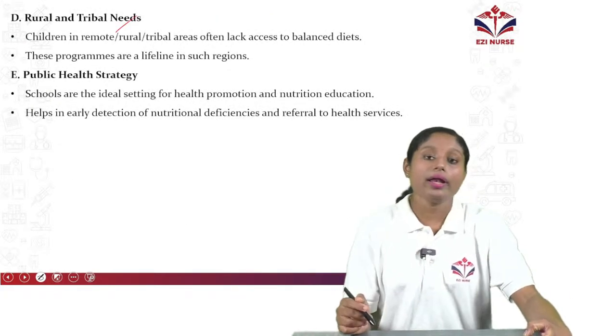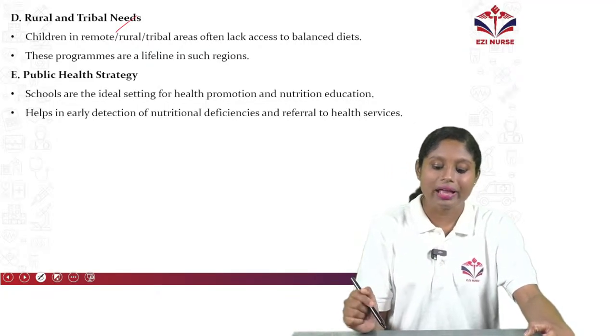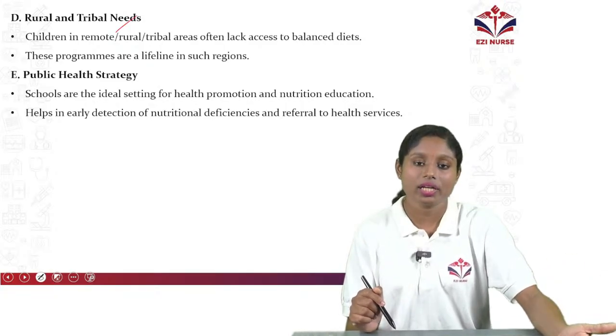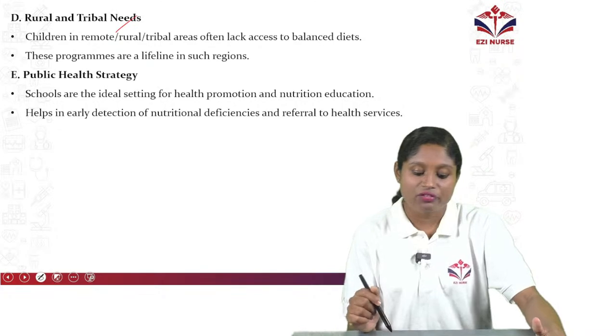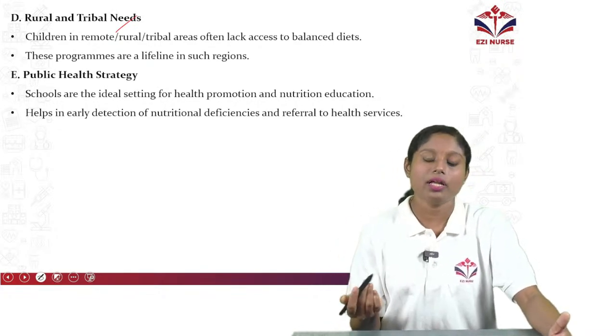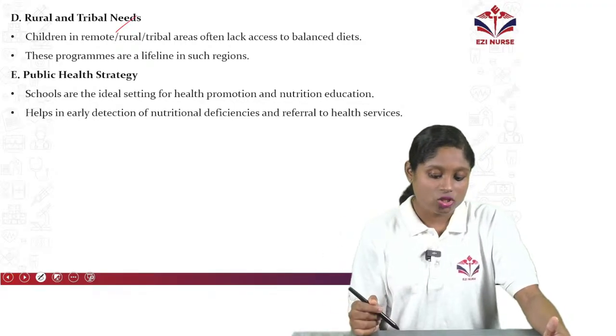Next is rural and tribal needs. Children in remote, rural or tribal areas often lack access to a balanced diet. So in the tribal area, the children are not getting a balanced diet. So this program is a lifeline in such regions. So in that particular school, if they are giving the midday meal, nutritious food will be given to the child. Public health strategy.